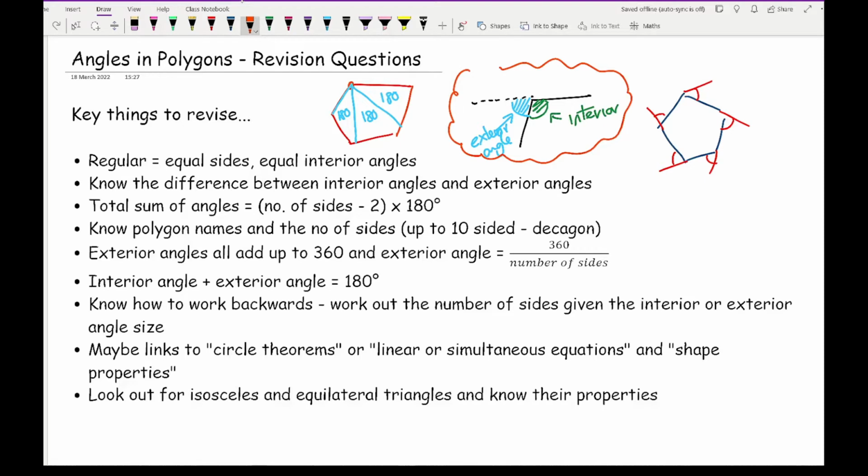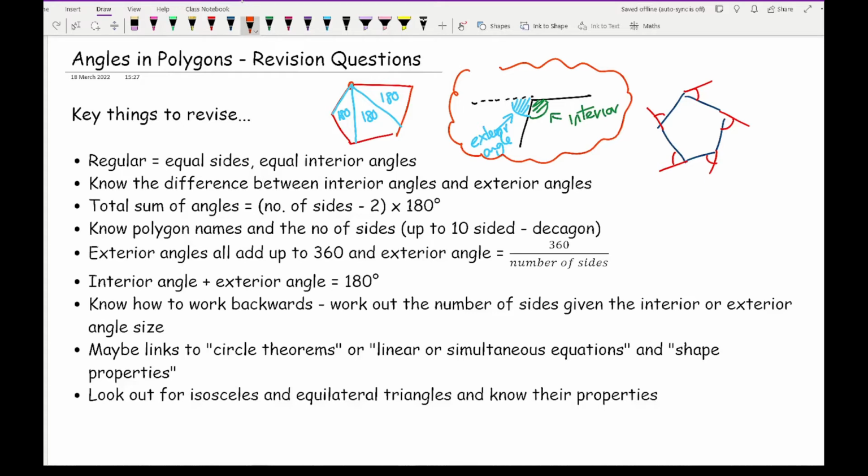And there are also, if there's algebra involved, so if angles are given as letters like x or linear expressions, then there may be links with solving linear equations, or maybe even simultaneous equations. And also understand shape properties, so know about diagonals, know about parallel lines and perpendicular lines, etc. And the last thing is also look out for isosceles and equilateral triangles and know their properties.